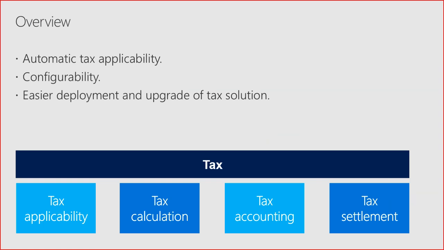And in the bottom of the slide, from a functional perspective, it covers four functional pillars: tax applicability and tax calculation. Tax calculation means how the tax should be calculated per different tax type, like customs duty, GST, withholding tax, TDS, and we have tax accounting. Tax accounting means how you want to post the tax.